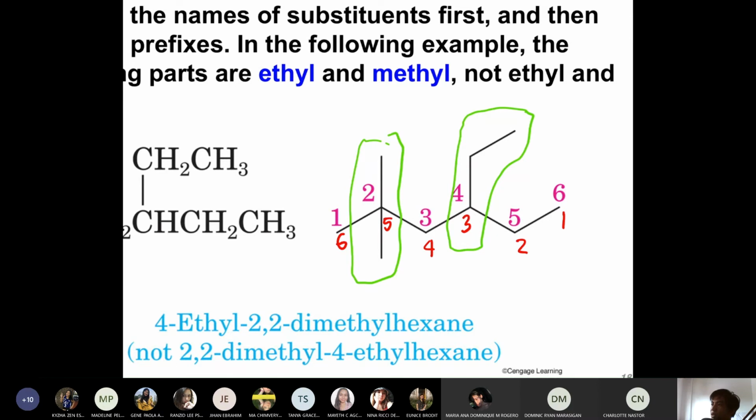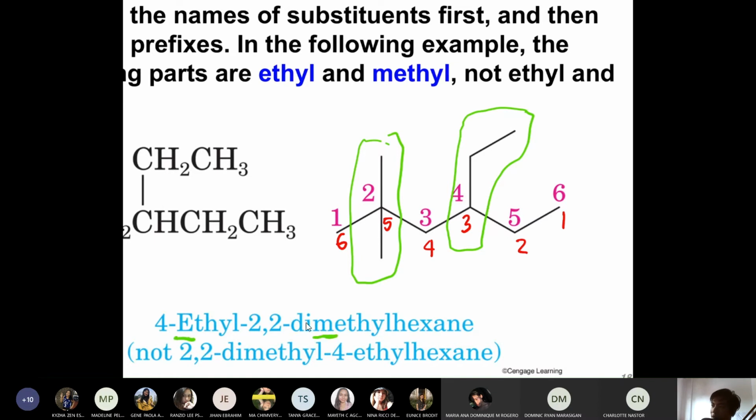Then ngayon, sa 2, meron tayong dalawang methyl. So that's 2,2-dimethyl. Kasi may dalawa kang methyl sa carbon number 2. So 2 and 2, may dalawa kang methyl doon sa carbon 2. Sa carbon 4 naman, you have your ethyl. So, paano mo papangalanan yon as a whole? Alphabetical pa rin. So, 4-ethyl, mauuna yung ethyl before the methyl.